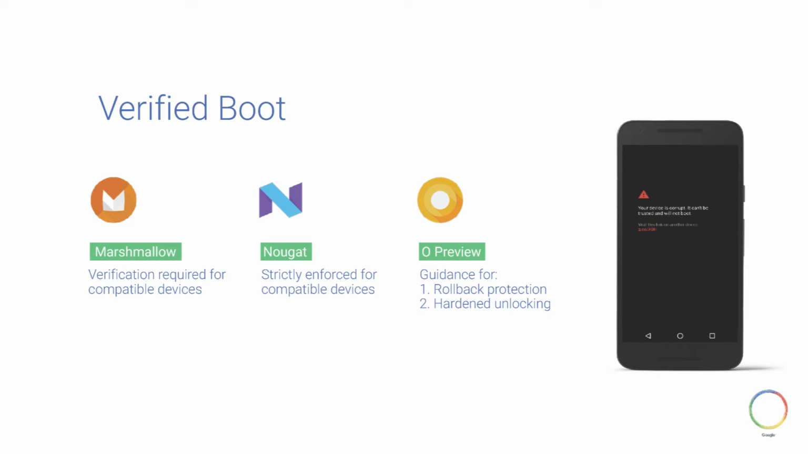And in Android O, we added some additional features around rollback protection, so you can't go back to a previous Android version where there were any known security issues. And we added some additional guidance around hardened unlocking. So the user now has to explicitly unlock the bootloader, which can no longer be triggered through software or through the operating system. And as developers, you will be pleased to hear that you can query the state of the verified boot feature as well. You can use key attestation for this, and I will talk about that in a little bit.